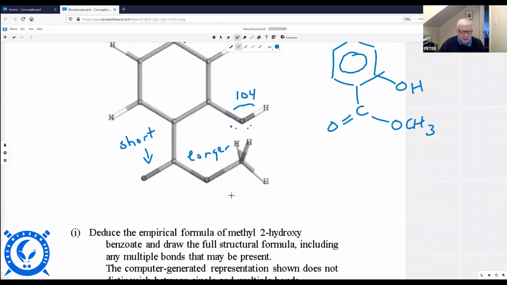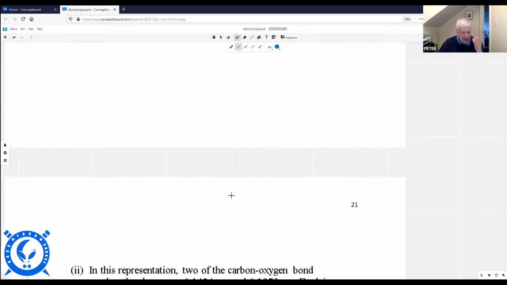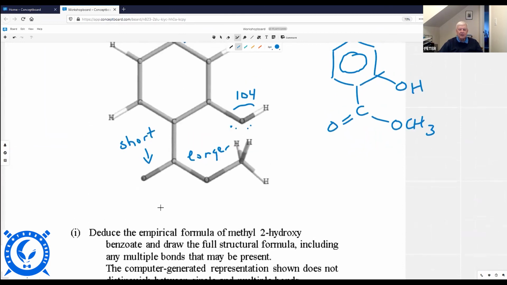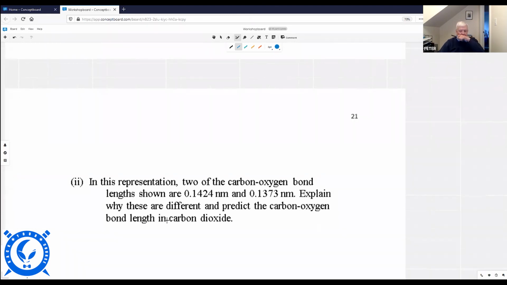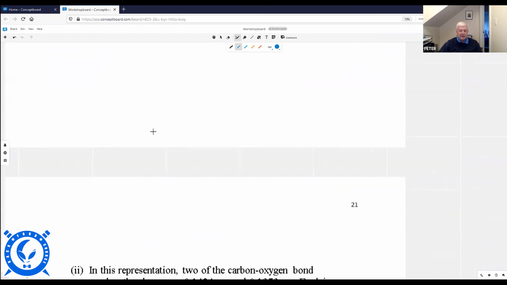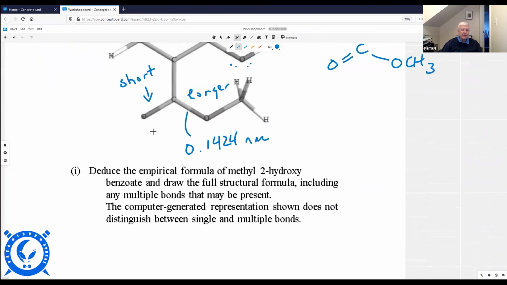So then, empirical formula. They say two of the carbon-oxygen bond lengths are 1424 and 1373. So this is going to be the 1424, the longer one. What do they have them in? Picometers? Yes, picometers. This will be 0.1424 nanometers. And this will be the shorter one, 1373, which will be 0.1373 nanometers.